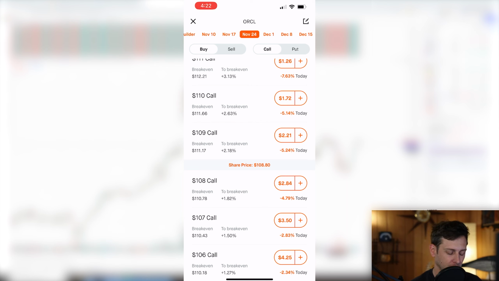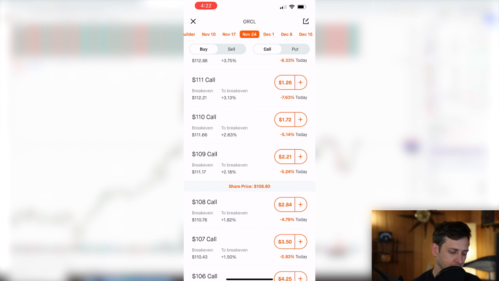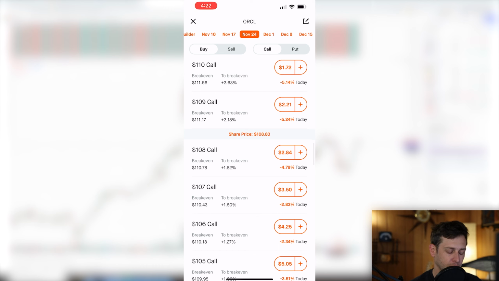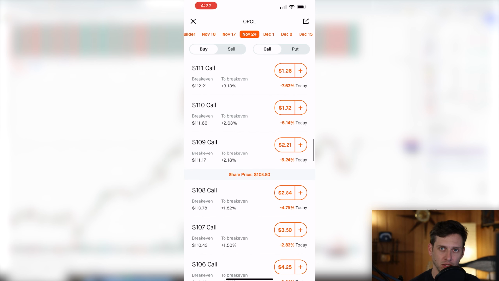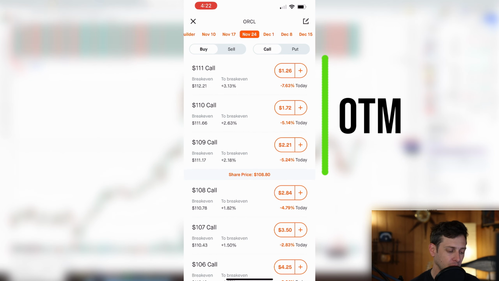So I'm going to look at a strike that is, typically, if I am speculating that the price is going to move in that direction, I'm looking at out the money strikes, which means that for a call, the current share price is below the strike.